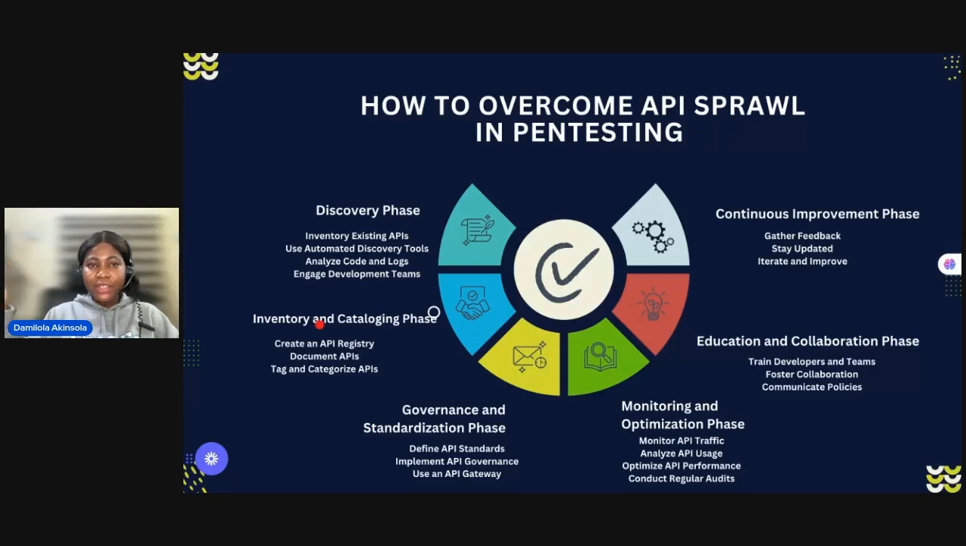And you can use shared tools like Postman or SwaggerHub to streamline communication, or whatever communication channel that you use in your organization, right?